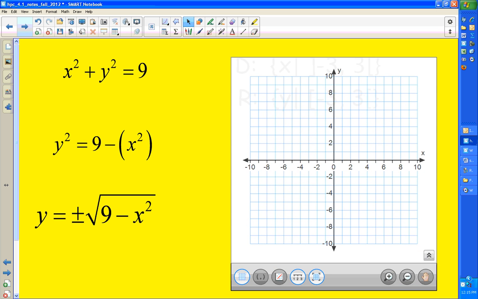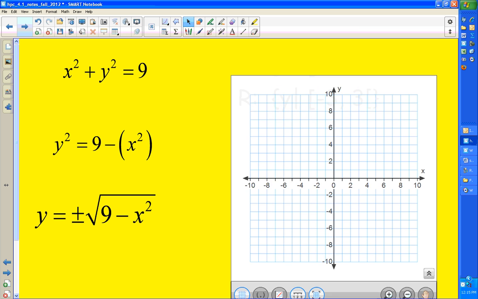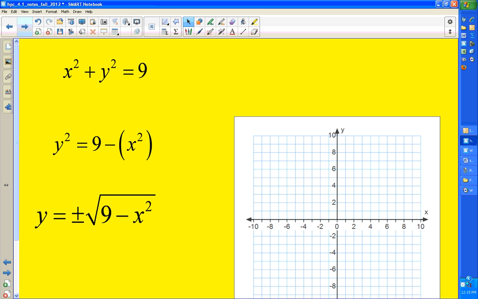Okay? x squared plus y squared is equal to 9. Now that's a graph of a circle. It's not something that you're going to be overly familiar with. But if you were to take it and solve for y, in other words, we subtract the x squared, so we have 9 minus x squared, and then square root both sides, we get the plus or minus square root of 9 minus x squared.